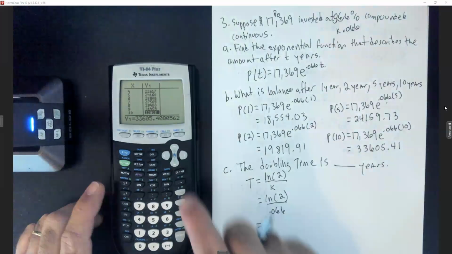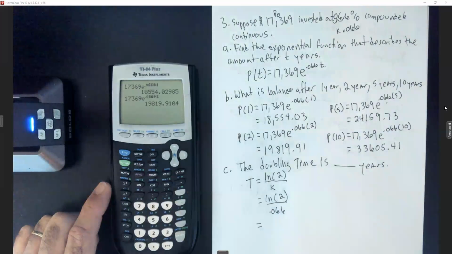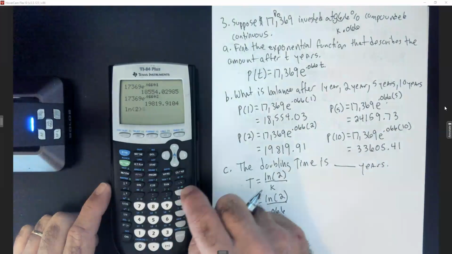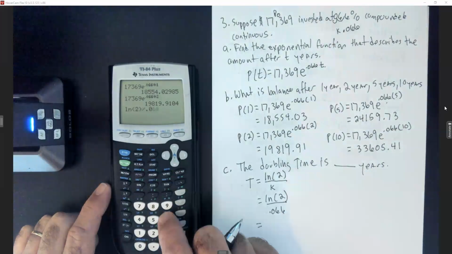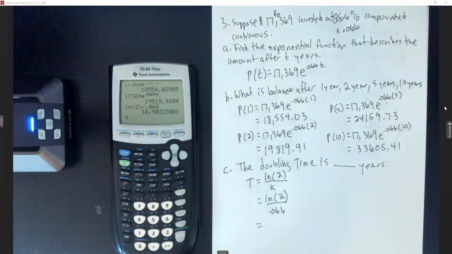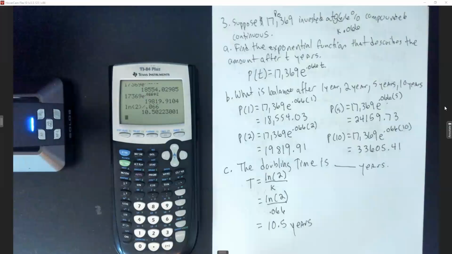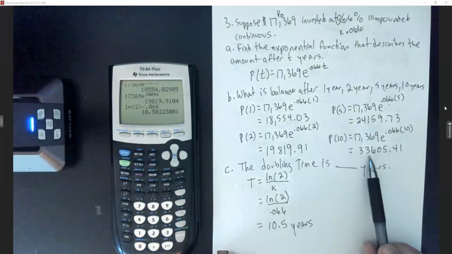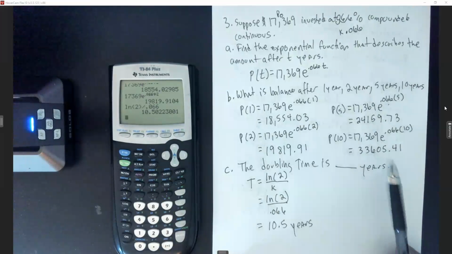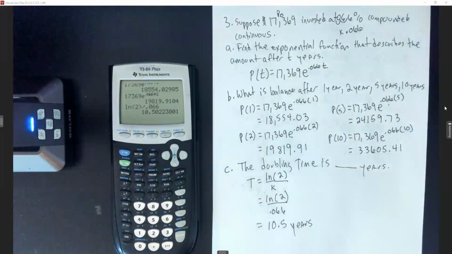So let me clear that screen. ln of 2, close parentheses, divided by 0.066. So that's going to be about 10.5 years. So that makes sense because at 33,000 at exactly 10 years was pretty close to being double. So double that would be 34,000 something. So it's pretty close, but continuous compounding can double your money in 10 years versus when we were doing the semi-annual compounding and quarterly compounding. Those grew at slower rates, okay?